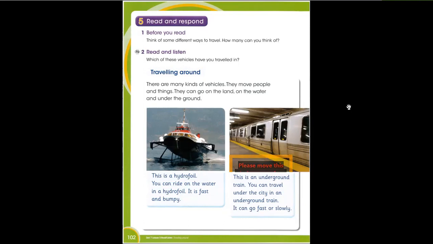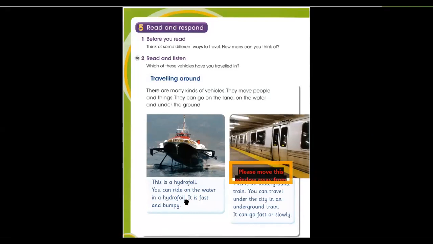First of all, this is a hydrofoil. You can ride on the water in a hydrofoil. It is fast and bumpy. Means the hydrofoil is a fast vehicle. It is fast.